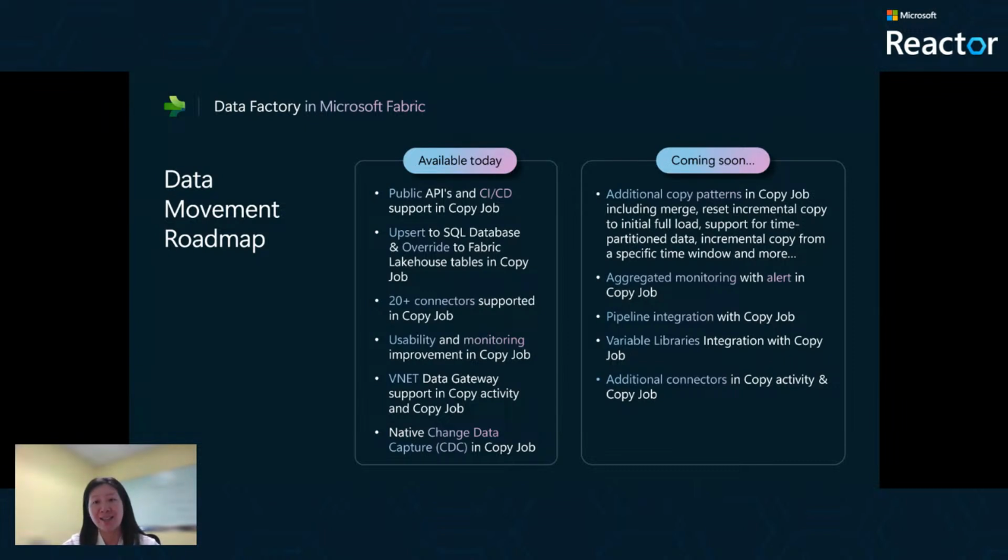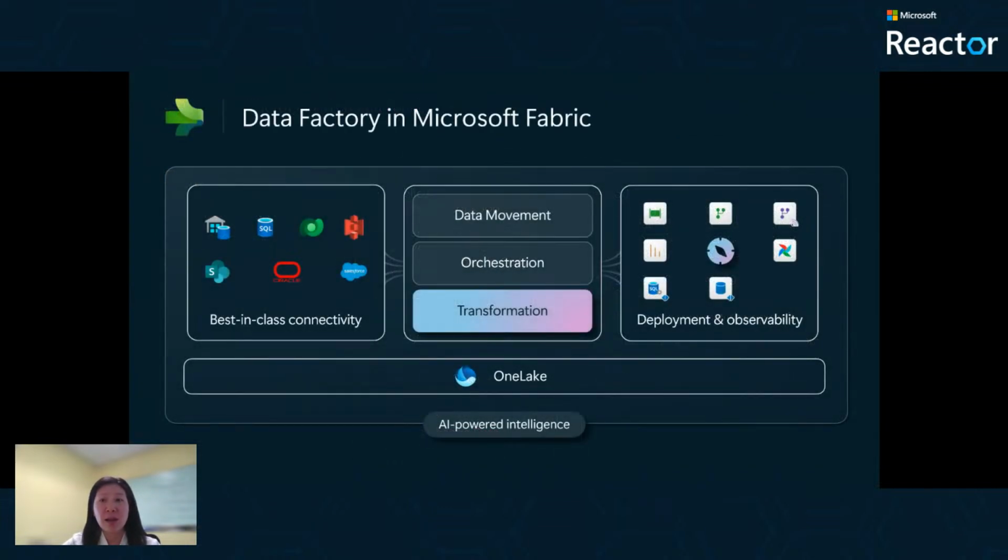For example, native change data capture, we call it CDC, support in copy job, and enabling you to orchestrate copy job using pipeline, and also adding variable library support and more. So you will see some of those new features available today, and those are the planned features which will be coming soon. So stay tuned with us for the latest features about data movement.